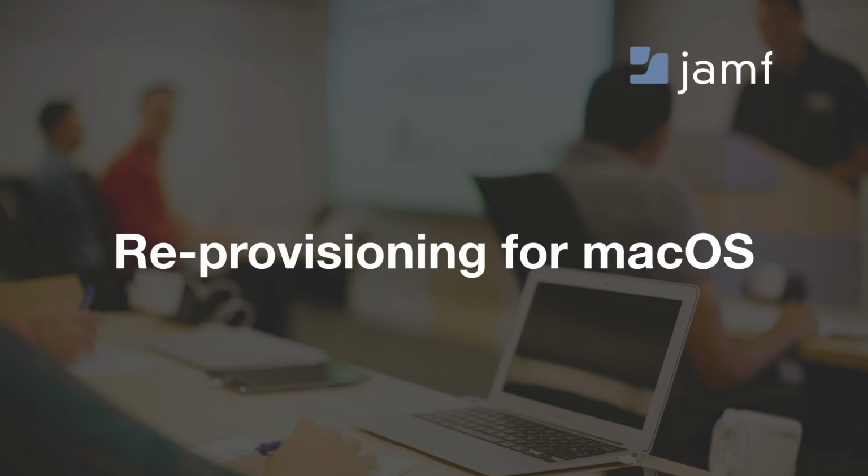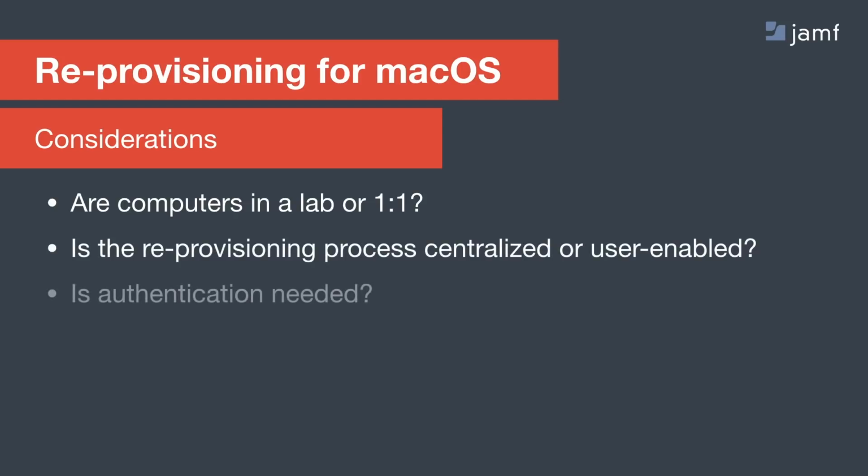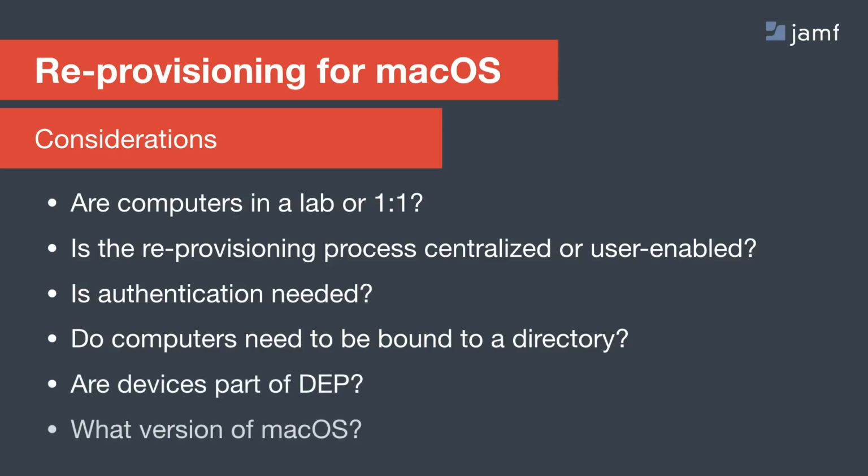So switching back to sort of the overall workflow for macOS, we just wanted to touch on some options for reprovisioning. All right, thanks, John. So once we have a solid provisioning framework in place for the macOS side, we'll want to consider how we're going to get those older machines on a clean slate for the new school year. So the considerations are fairly similar to the original provisioning process. We're going to want to determine how we want these machines to be set up, if they're going to be in labs or one-to-one, if we're going to be binding to Active Directory, and if these devices are also a part of DEP. And also the version of macOS is going to determine how we proceed with our reprovisioning process.